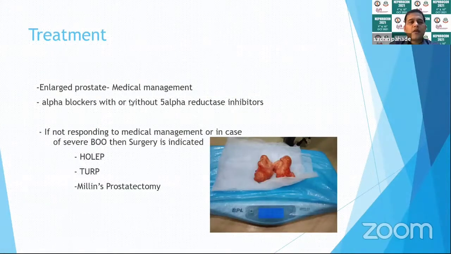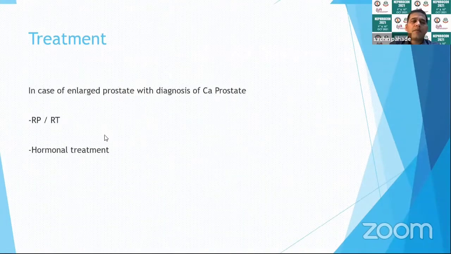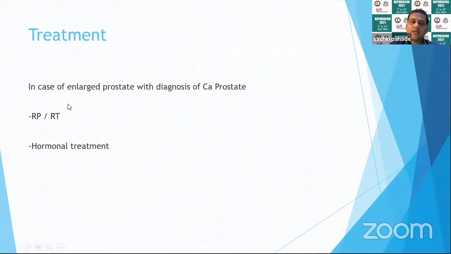In case of enlarged prostate with diagnosis of cancer of the prostate, treatment would depend on what stage the patient has presented to you with. It could be either radical prostatectomy or radiation therapy. In metastatic or locally advanced case, it would be hormonal treatment with radiation therapy.